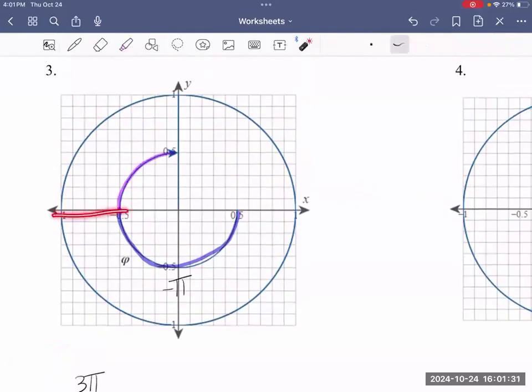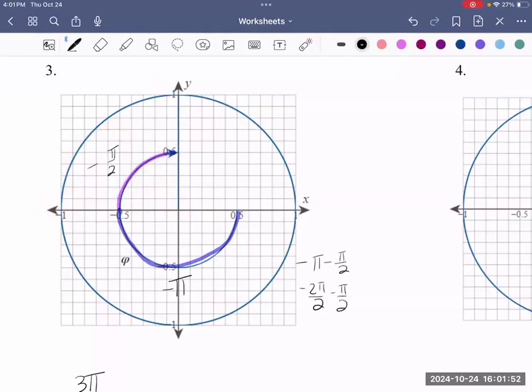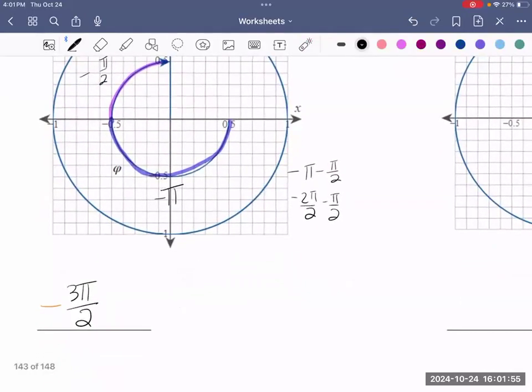Now to go from one terminal or one edge to another, right? This is a full 90 degrees. So this is a full pi over 2. And again, going in the clockwise motion is a negative pi over 2. So I can subtract these two together. So negative 2 pi over 2 minus pi over 2 will give us that negative 3 pi over 2.